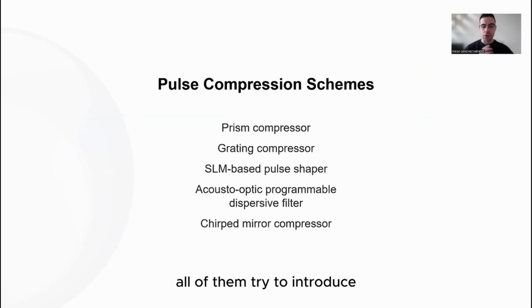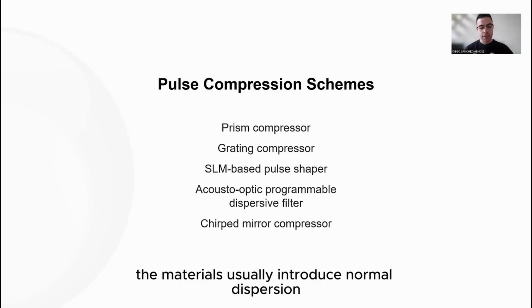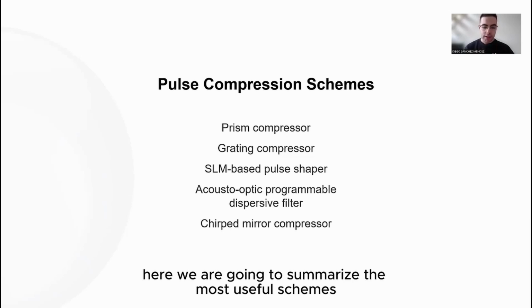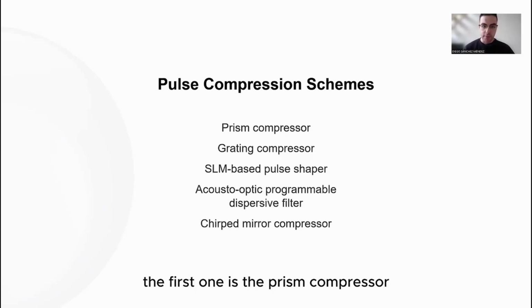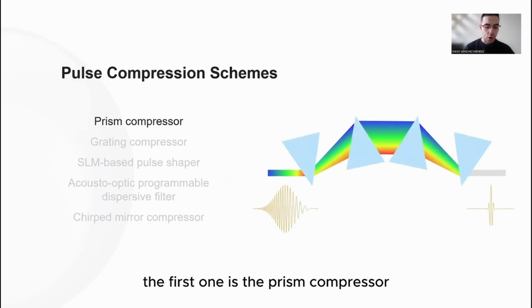All of them try to introduce negative GDD because, as we have said, the materials usually introduce normal dispersion. Here we are going to summarize the most useful schemes. The first one is the prism compressor.